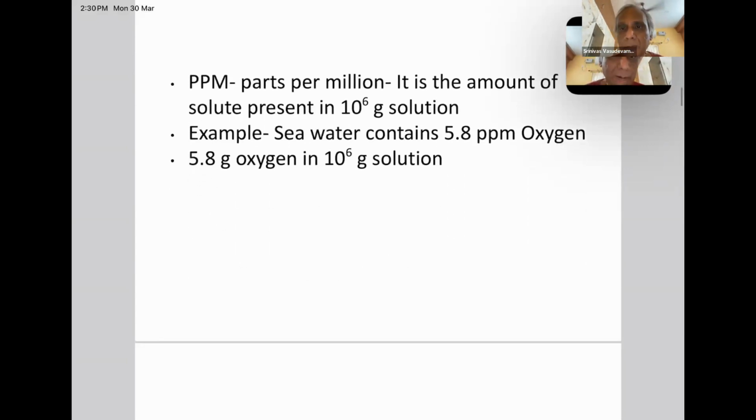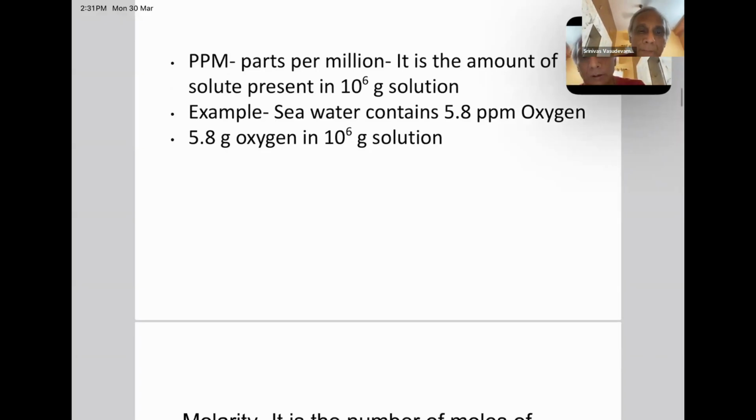Parts per million. It is normally used when a gas is dissolved in a solvent to give a solution, because solubility of a gas in a solvent is very less here. It is the amount of solute present in 10^6 gram solution. Sea water contains 5.8 parts per million oxygen. That means if I take 10^6 gram solution of sea water, it will have 5.8 gram of oxygen.